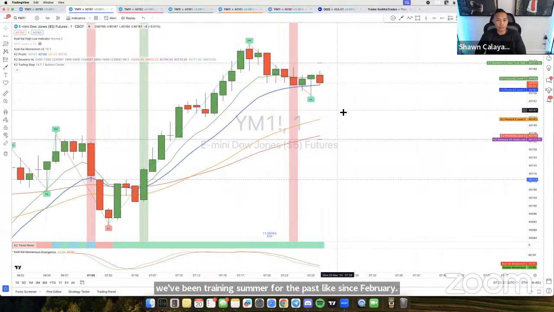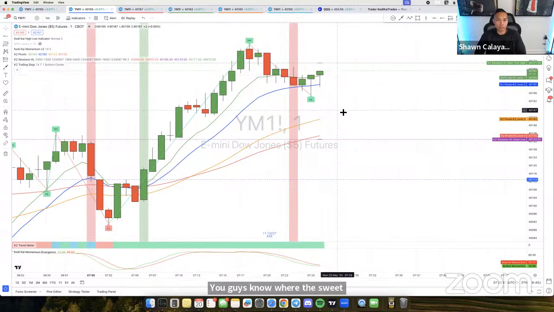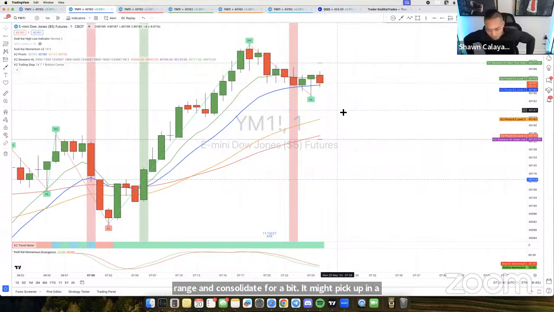I'm glad that I introduced the ATR to you guys because now that you can see it, it's a lot more obvious, right? You know where the sweet spot ATR is at. You know when the ATR is high, you know when the ATR is low. So when the ATR is super low like this, it pretty much tells you that the market's going to range and consolidate for a bit. It might pick up in a little bit, but for the most part right now, it's currently in a range. So just sit tight, guys.